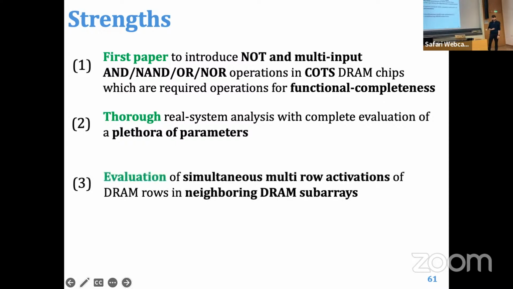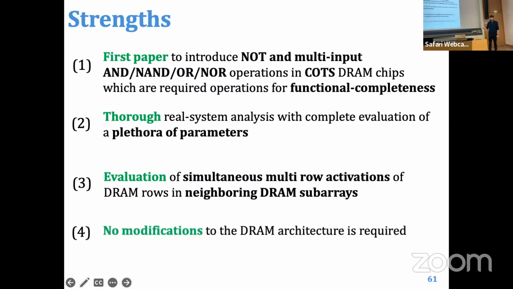Next, something that I found really interesting is that in order to do their operations, they introduced a way to simultaneously activate rows from two neighboring DRAM subarrays. And this mechanism can be leveraged not only for this purpose, but for other different mechanisms, maybe for a copy. And I think this is going to be a really good tool in the hands of a DRAM researcher in the future. And finally, they did no modifications.